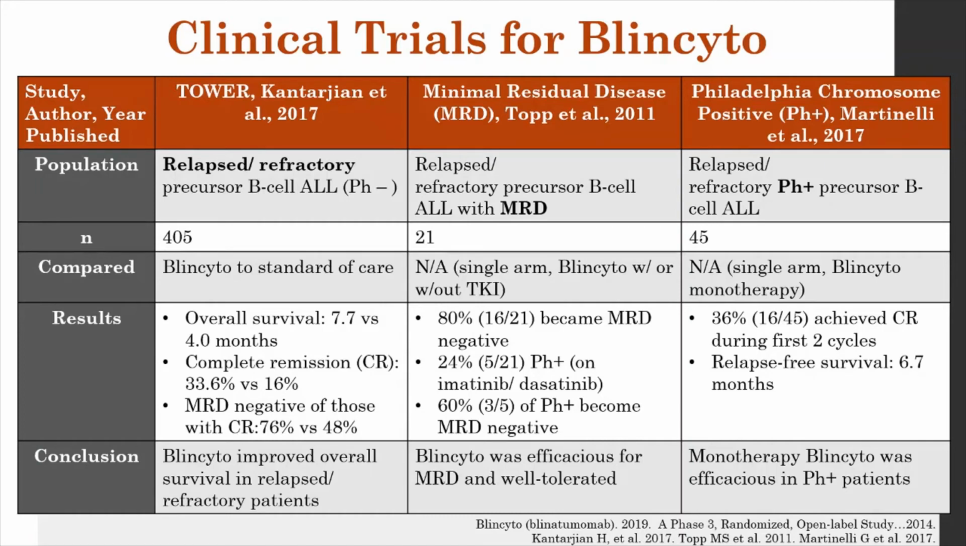So altogether, these 3 trials provide evidence for using Blincyto in our patient, because NJ has refractory disease, he's Philadelphia chromosome positive, and has minimal residual disease.